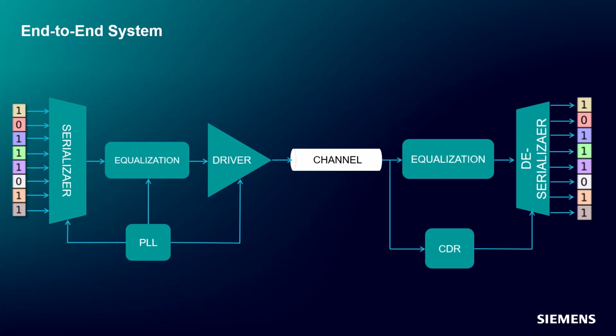The receiver then uses equalization to partially undo the channel's effects, recovers the timing using CDR, samples the signal, and reconstructs the original data through deserialization. This process happens billions of times per second, and when everything works correctly, the system delivers reliable communication even though the underlying signal is far from perfect.